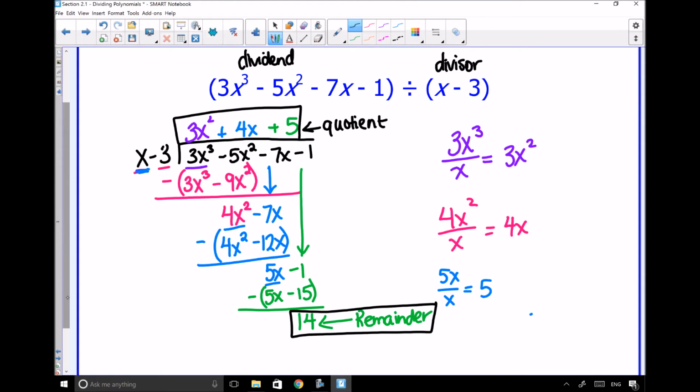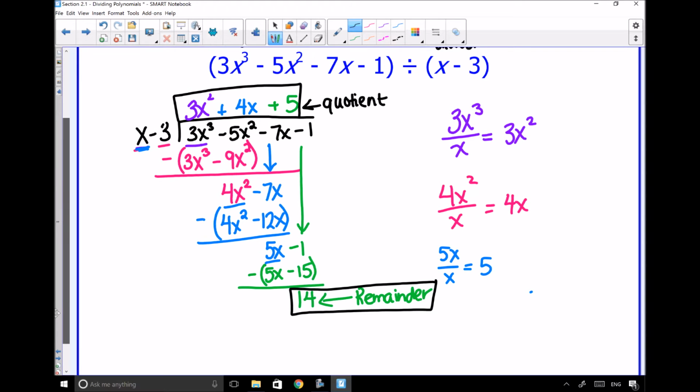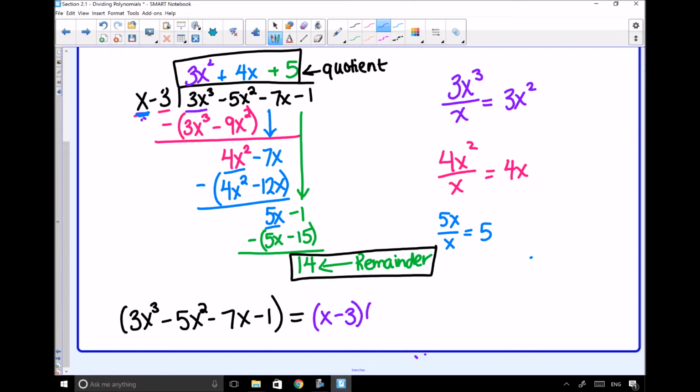Okay, so just a quick summary statement right here. We can say that our original expression, 3x cubed minus 5x squared minus 7x minus 1, is equal to our first factor, which was x minus 3, multiplied by the other factor, which is 3x squared plus 4x plus 5, with a remainder of 14.